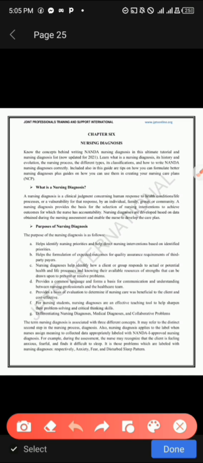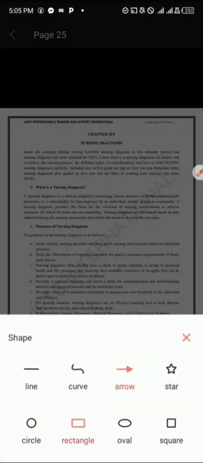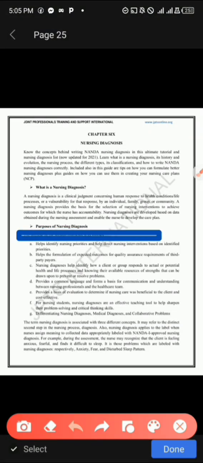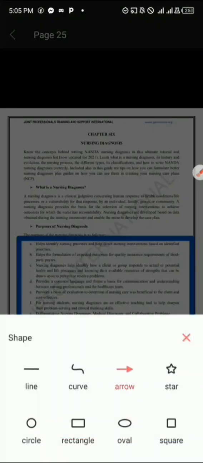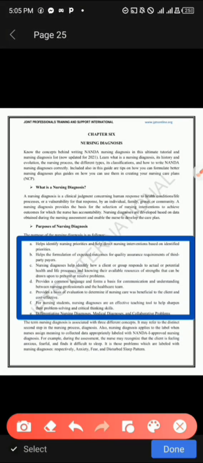It helps in identifying nursing priorities and helps direct nursing interventions based on the identified priorities. That is based on observation and findings. Secondly, it helps in the formulation of expected outcomes and quality assessment requirements on third parties. That is quality assurance. In this respect, quality assurance and quality control need to be applied.